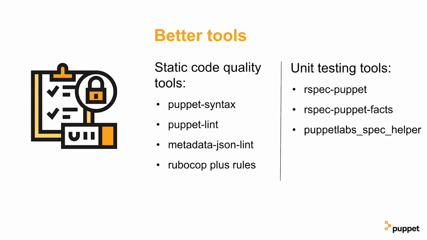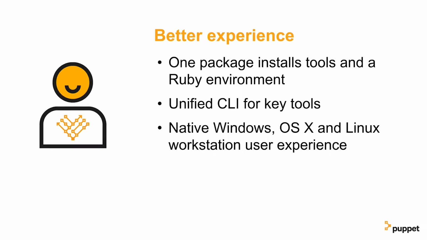So what is the PDK exactly? The PDK is a package that includes everything you need to get started on modules development, like linting and syntax validation for metadata, Puppet, and Ruby code in the forms of the Puppet syntax, Puppet lint, metadata JSON lint, and rubocop. And we've also included a default set of linting rules so that you can conform your code to community best practices. And also getting started with unit testing with RSpec and the RSpec Puppet facts, all those tools to get started unit testing right away. And it even packages Ruby, an entire Ruby environment that runs PDK.